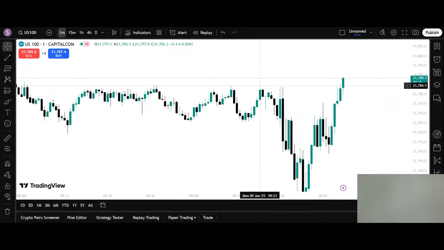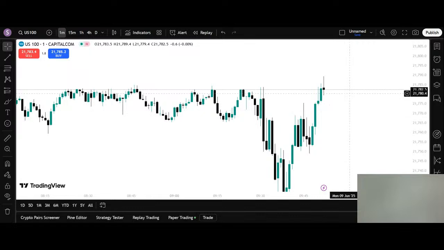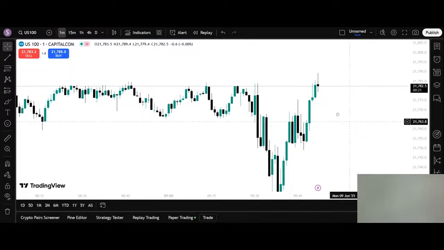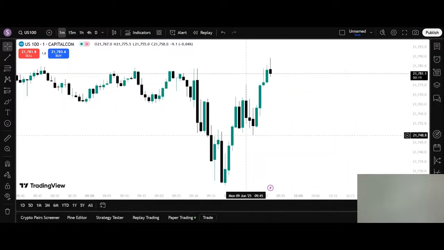As you can see, it's taking up here. Cleared all this. Probably will go to 793. We're just gonna have to wait a little.